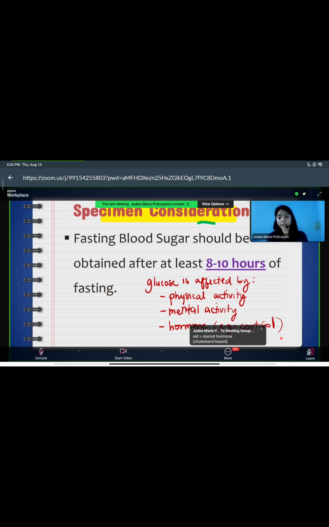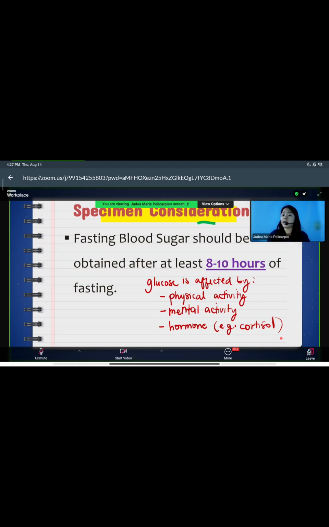Yan. Okay, kaya pala siya tinawag na major glucocorticoid. Gluco kasi they can increase the blood glucose levels. Corti kasi they're produced by the adrenal cortex. And oid kasi steroid or cholesterol-based kasi siya na hormone. Pero looking at it, ang cortisol pala natin ay glucocorticoid. Gluco, they can increase the blood glucose levels.